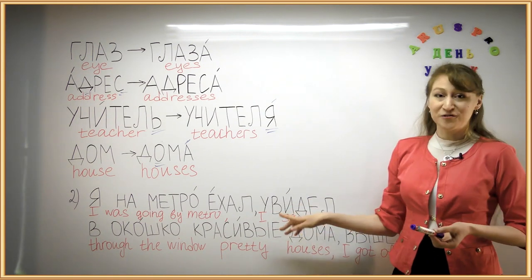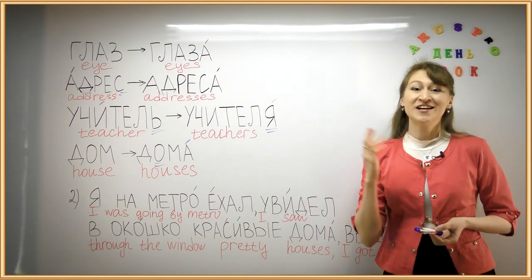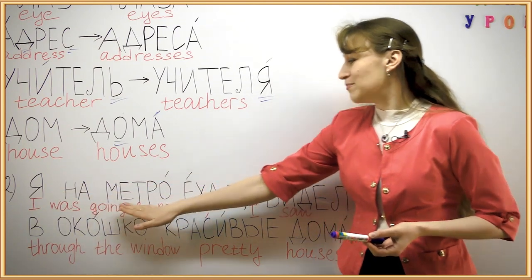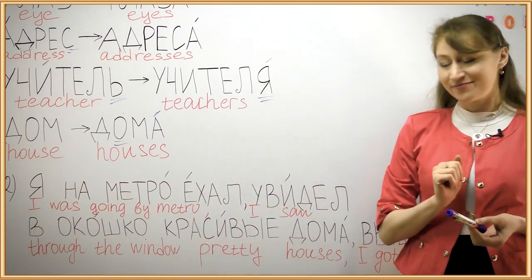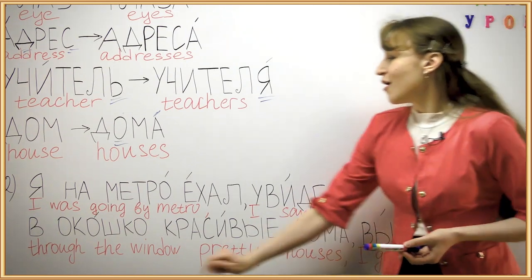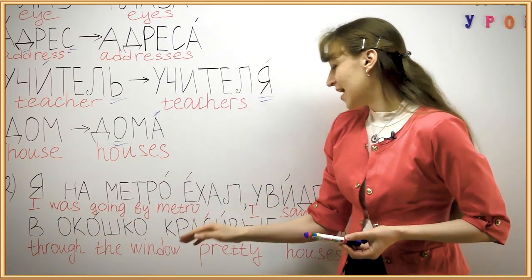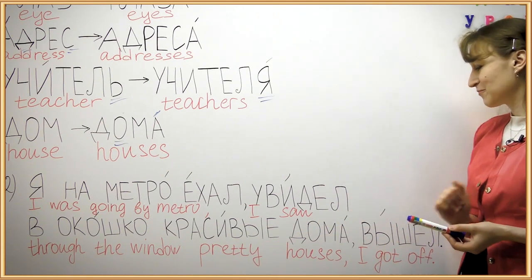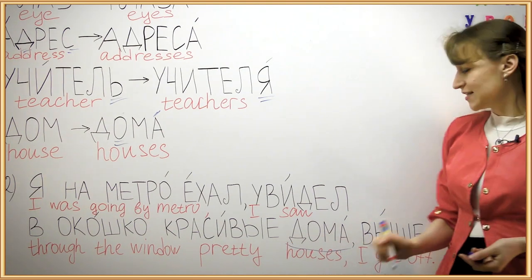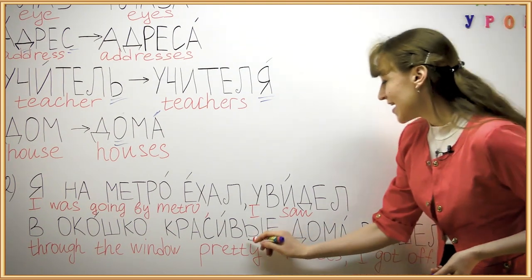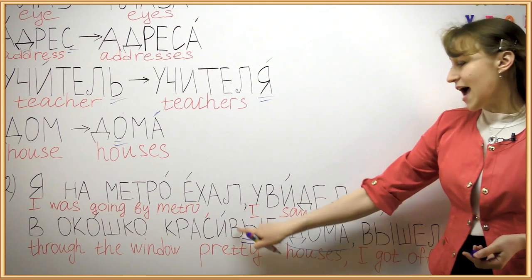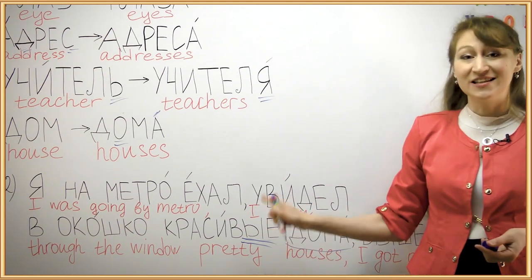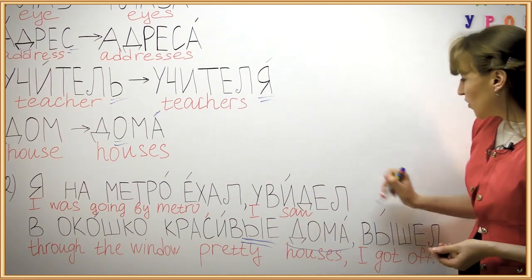So let's read the phrase first and then we will again watch the excerpt of the movie. So, я на метро ехал, увидел в окошко красивые дома, вышел. So, this is our word, дома, plural, houses. It agrees with the adjective красивые. We will get back to adjectives in another video. And what else do we have here?